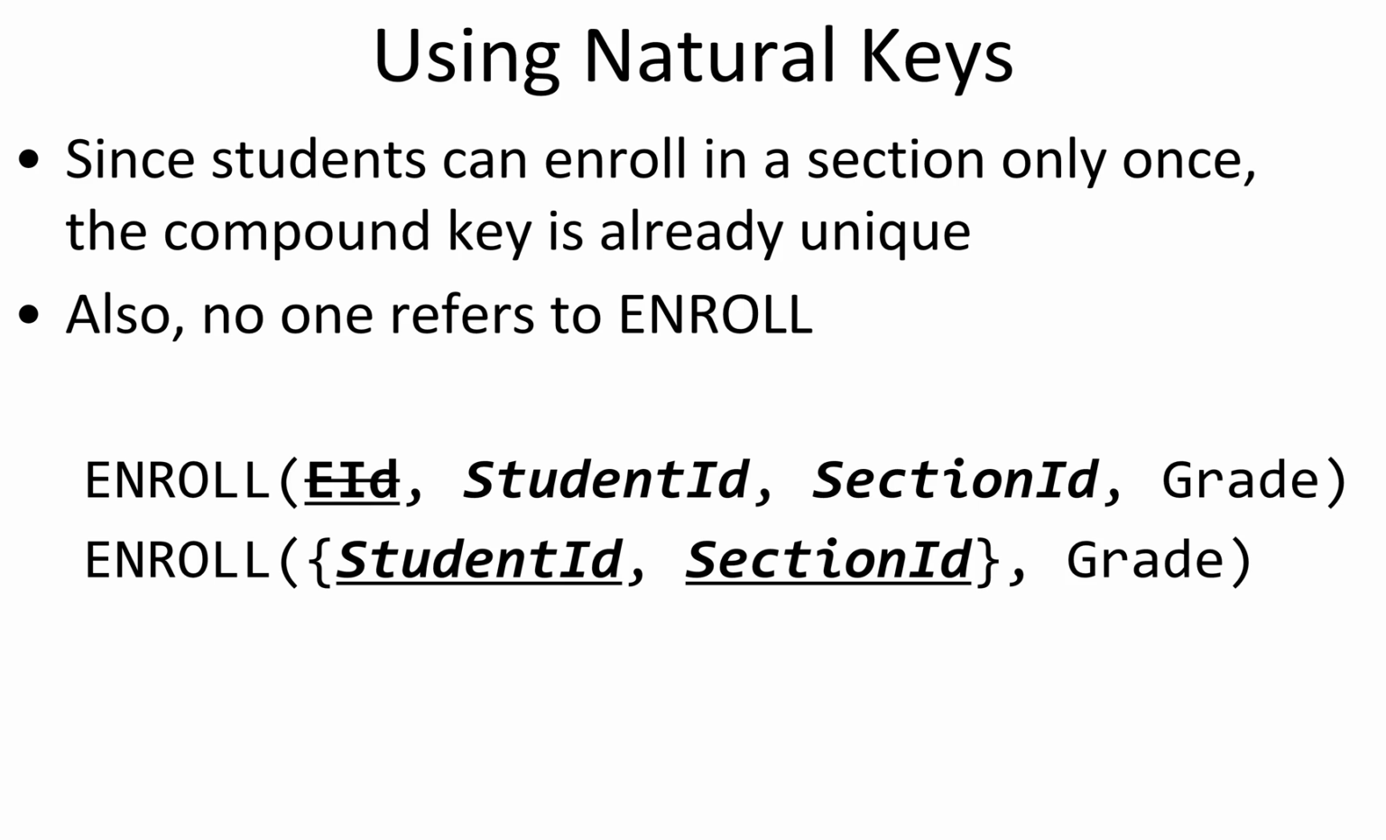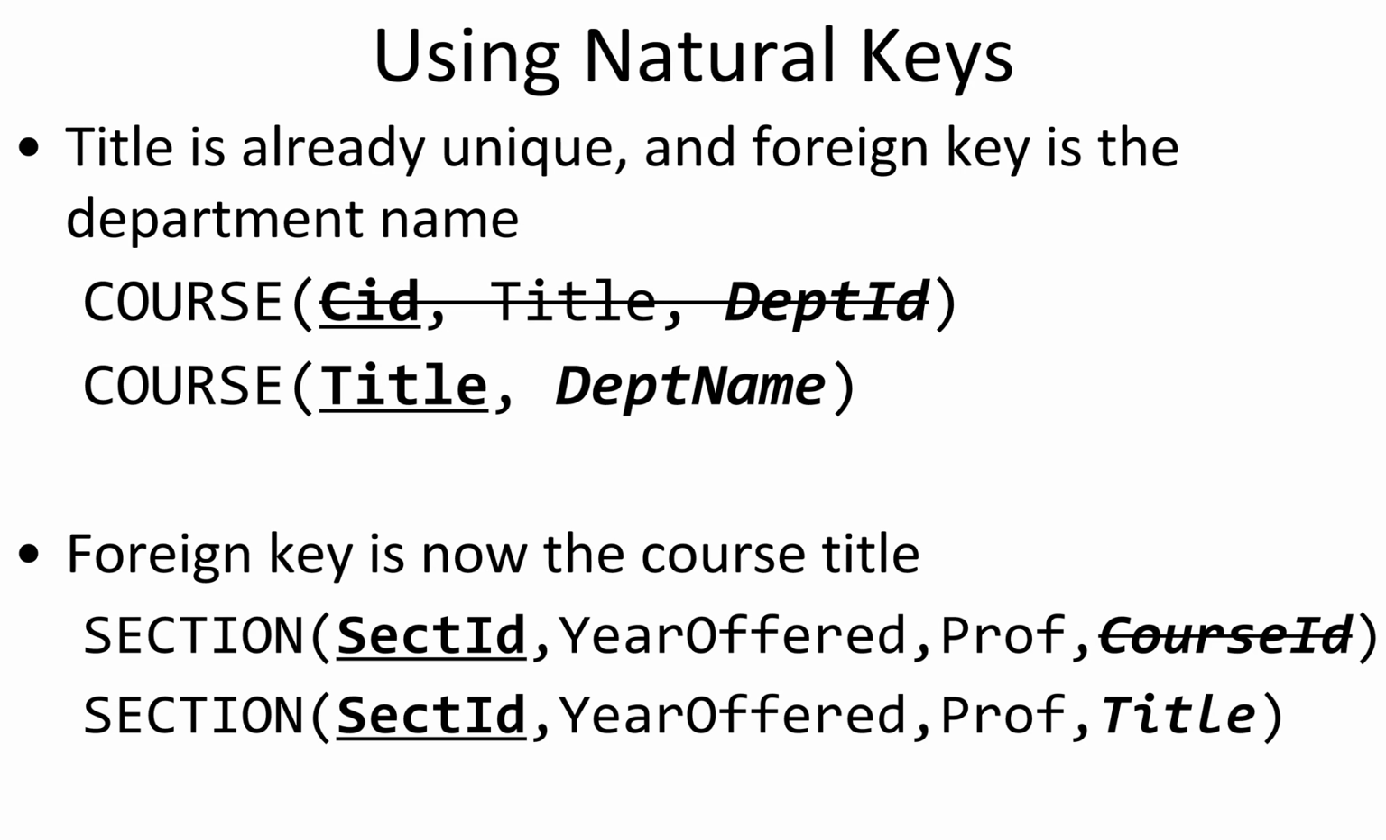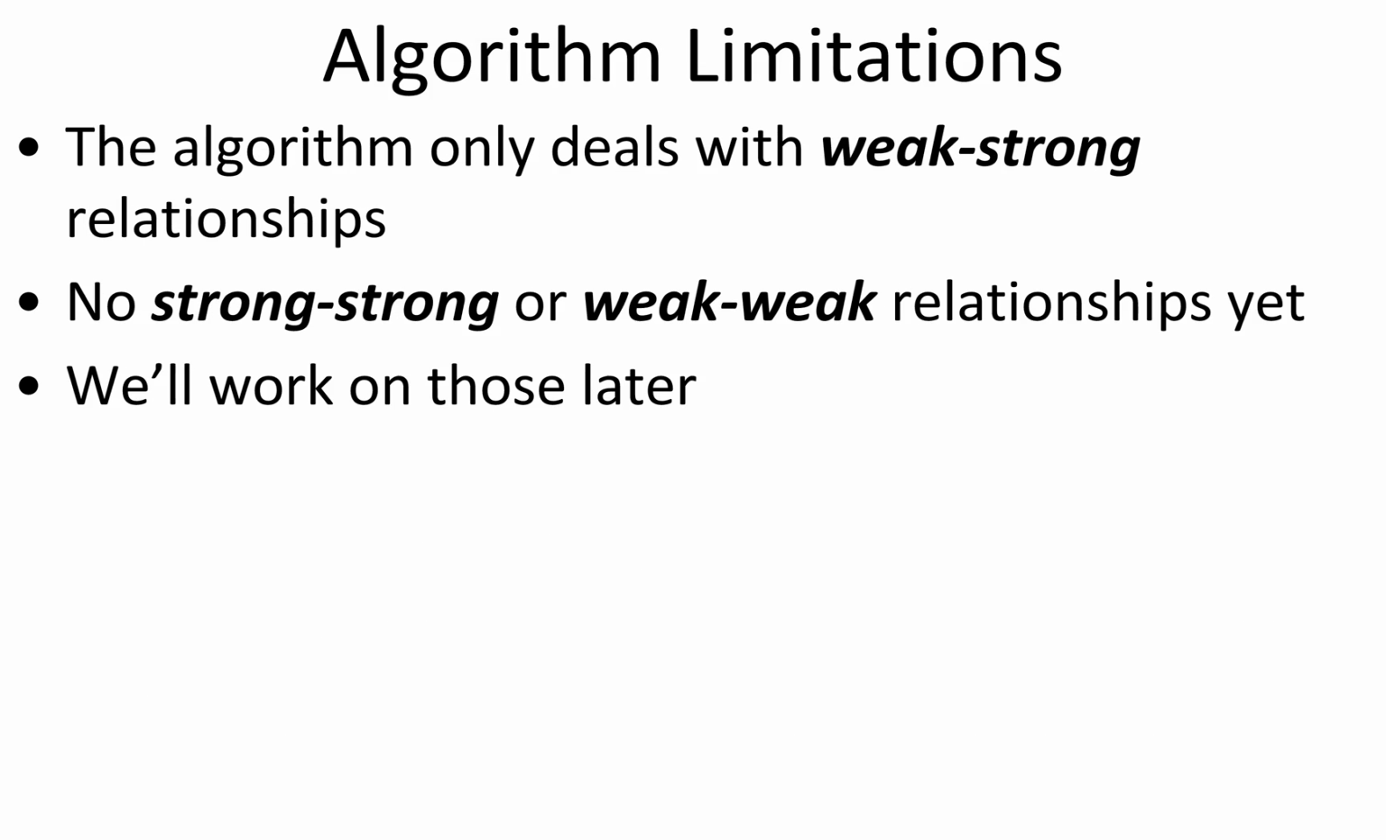Okay. Also, natural keys. Perhaps we don't need EIDs. And for the course, again, we're using the title for uniqueness. Again, there's some limitation. It does not consider many-to-many or one-to-one. It only deals with one-to-many or many-to-one. So we'll look at some other of these edge cases a little later.